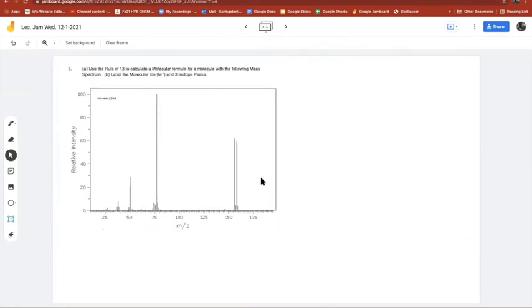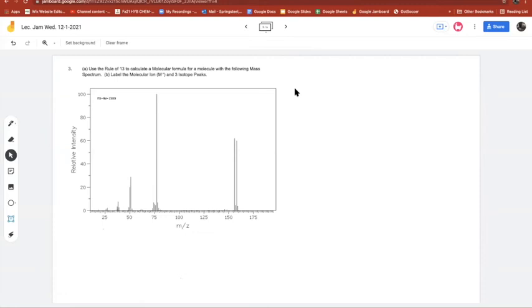Okay, so this next one, I'm asking you to use a rule of 13 to calculate a molecular formula for the molecule with the following mass spectrum. Label the molecular ion and 3 isotope peaks. Okay. So we're just looking for a molecular formula.